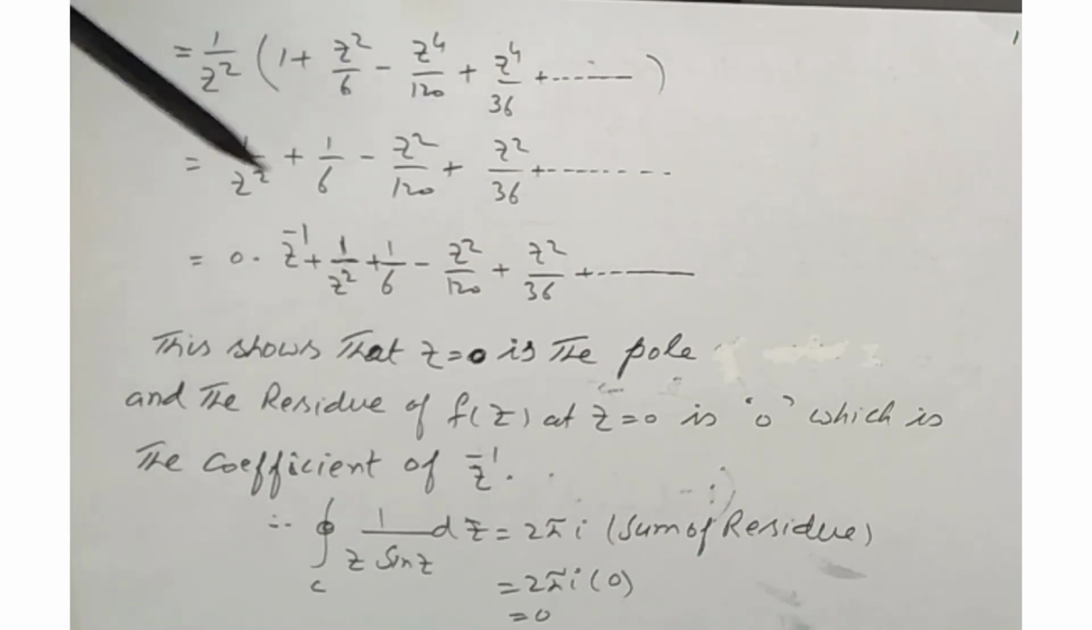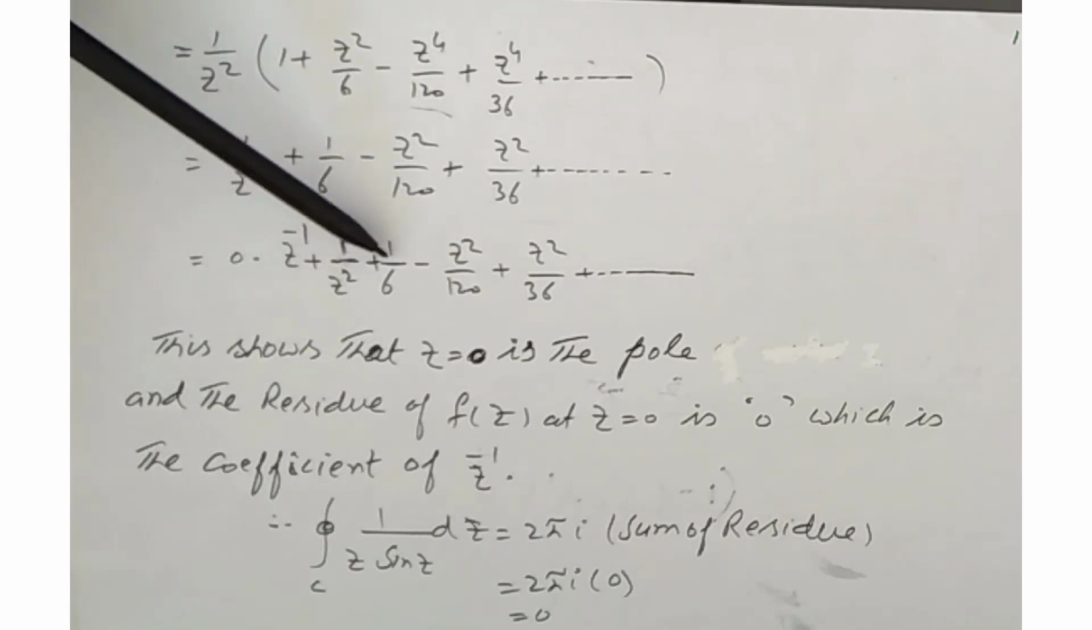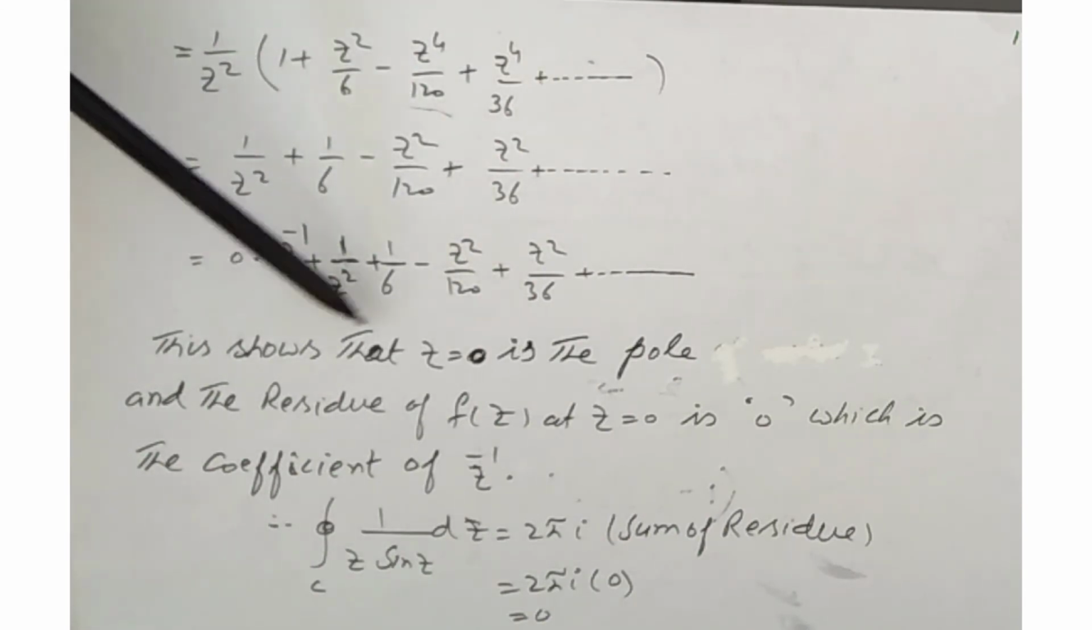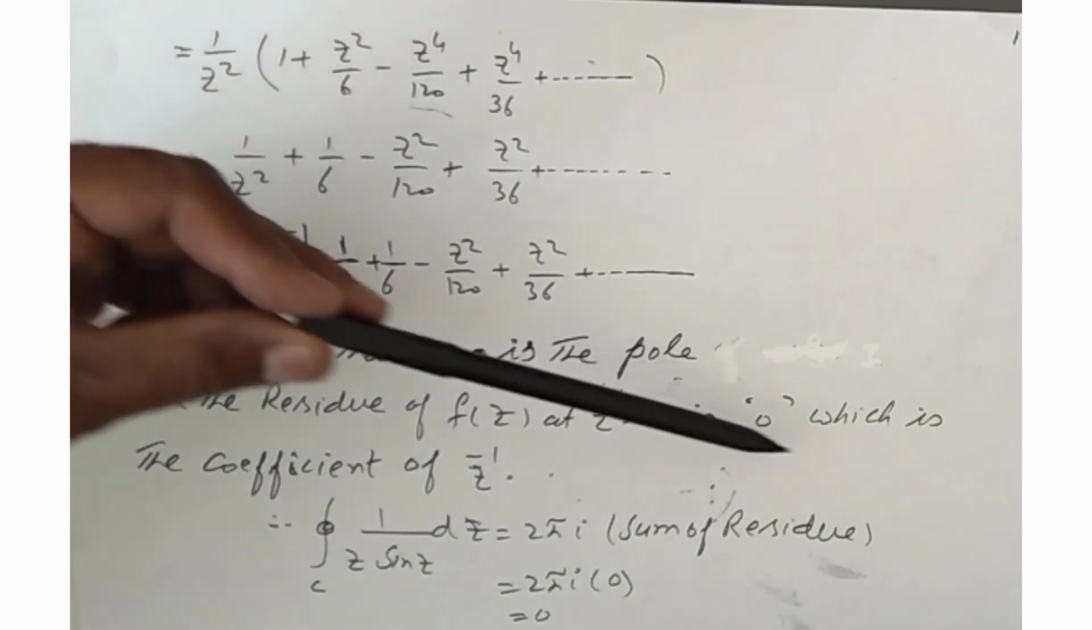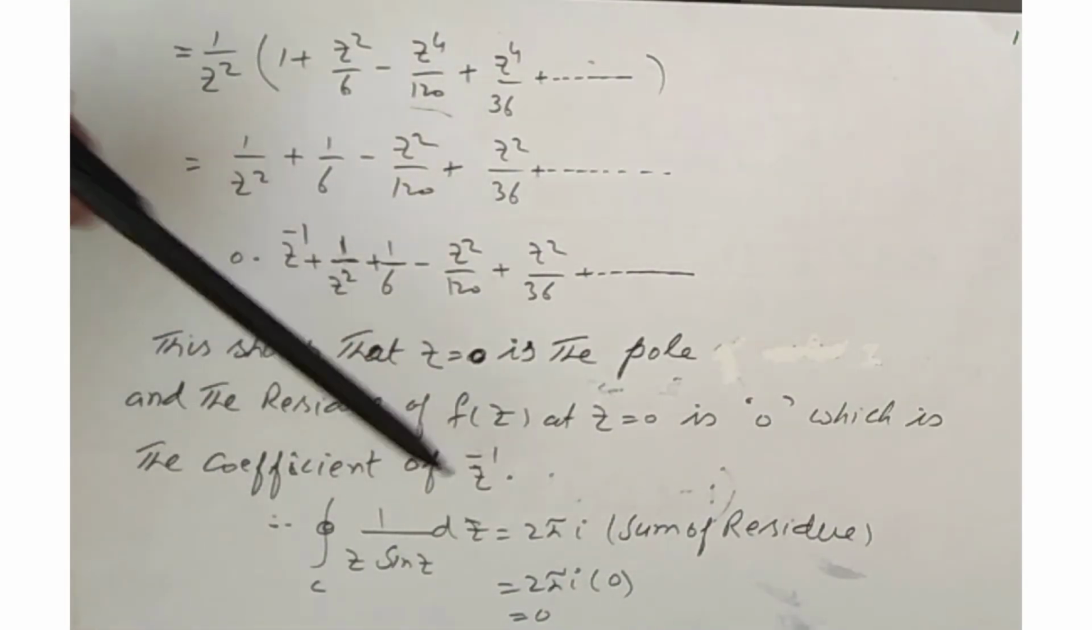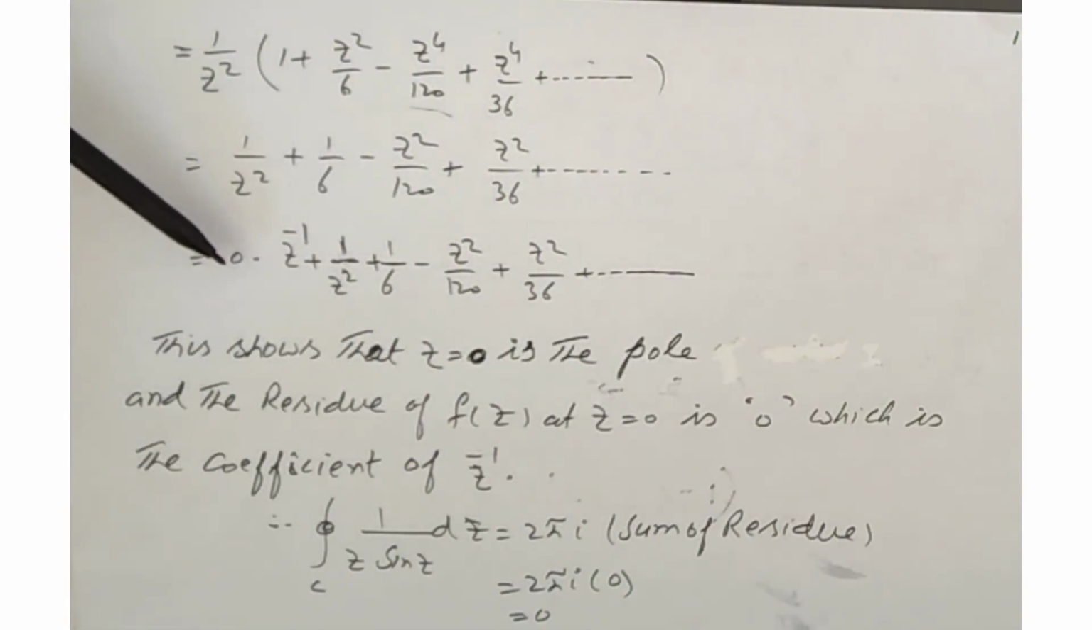Now this is equal to 1 by z square times (1 plus z square by 6 minus z^4 by 120 plus z^4 by 36) and so on. Multiplying by 1 by z square, we can write this term as 0 into z to the power minus 1, plus 1 by z square plus 1 by 6 and so on. This shows that z equal to 0 is the pole, and the residue of the function at 0 is the coefficient of z to the power minus 1, which is 0. So again applying the integral, 2 pi iota times the sum of residues. Thus the residue is 0, so this becomes 0. This is our answer.